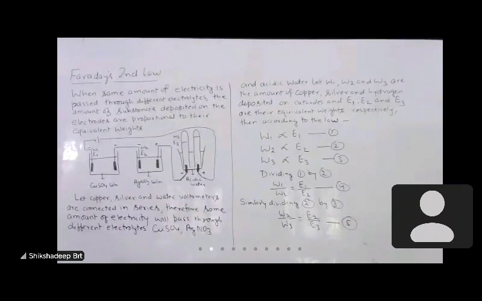When the same amount of electricity is passed through different electrolytes, the amount of substances deposited on the electrodes are proportional to their equivalent weights.